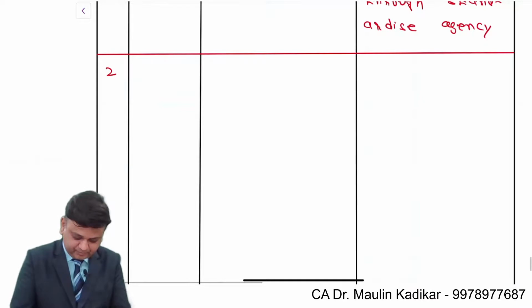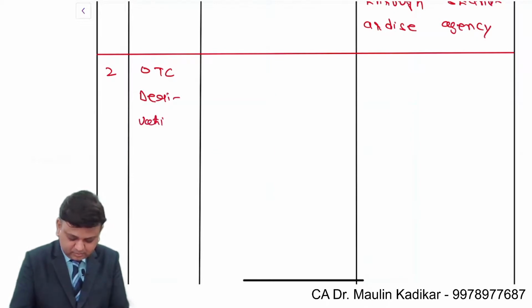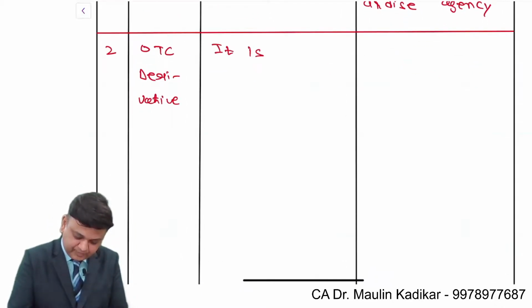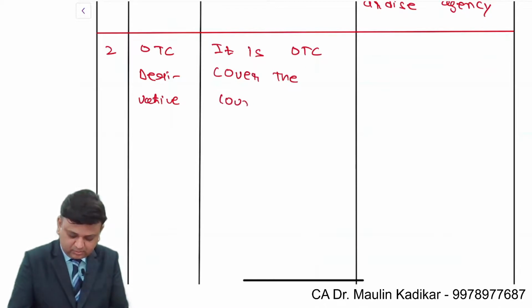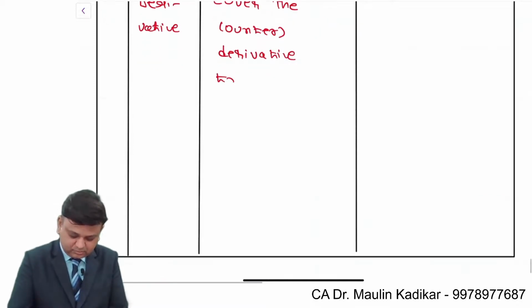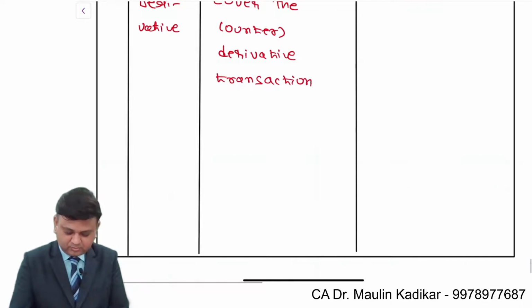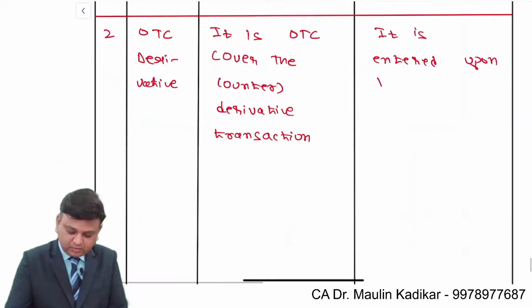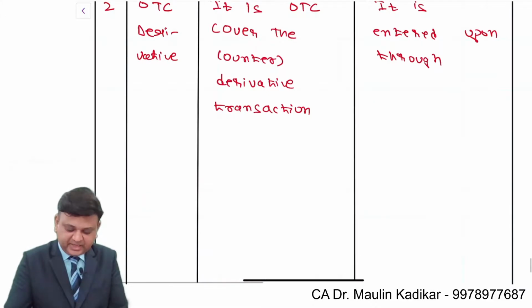Second, OTC derivative. In the forward contract column, write down: it is OTC, in bracket write over the counter derivative transaction. In futures, write down: it is entered upon through exchange.